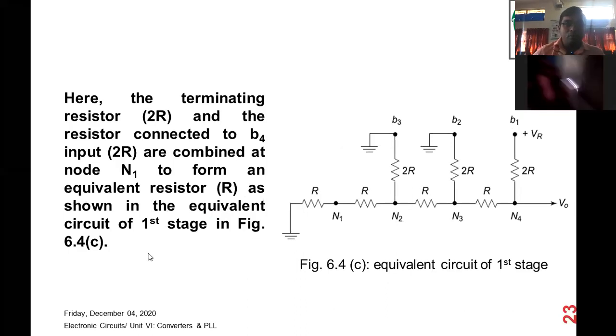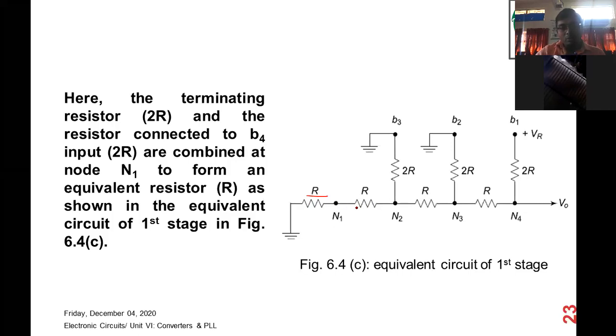As a terminating resistor 2R, and the resistor connected to B4 at node N1, form an equivalent resistor R. That is the deduction of the first stage. That is the equivalent circuit of the first stage. Now in the next stage, what happens?